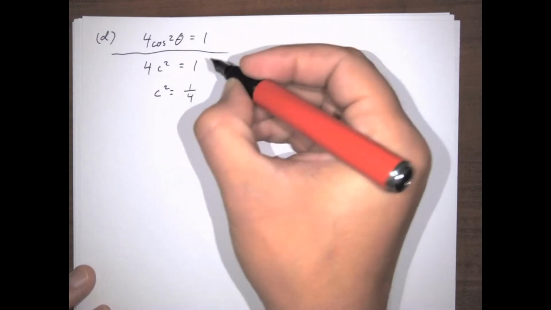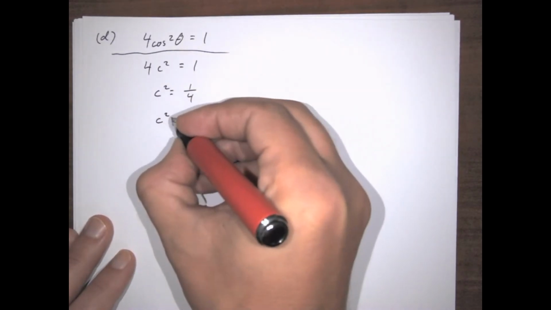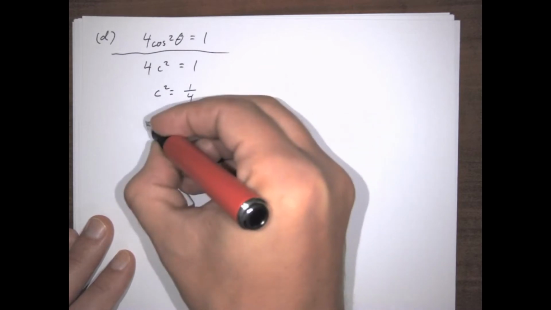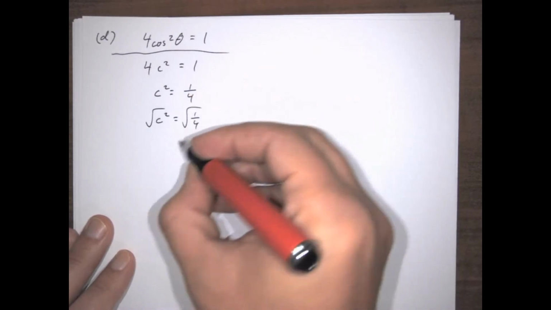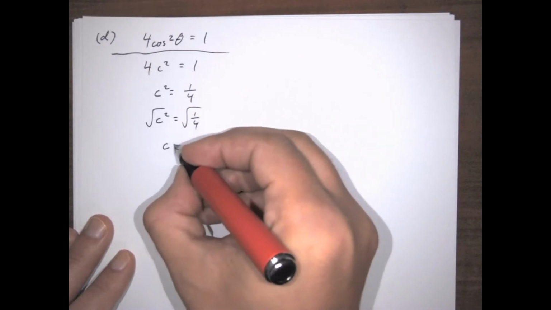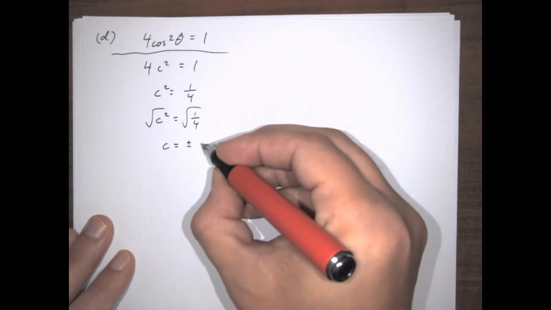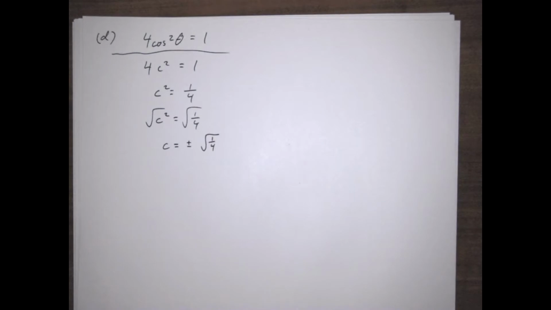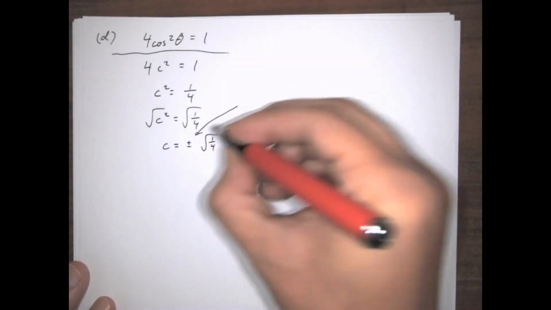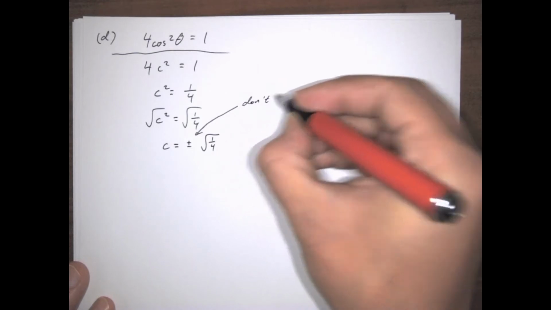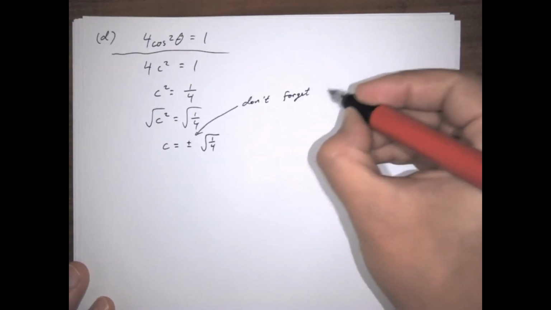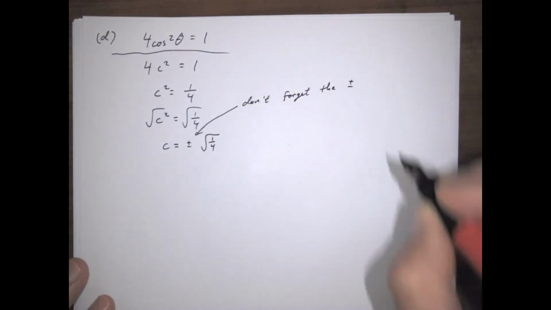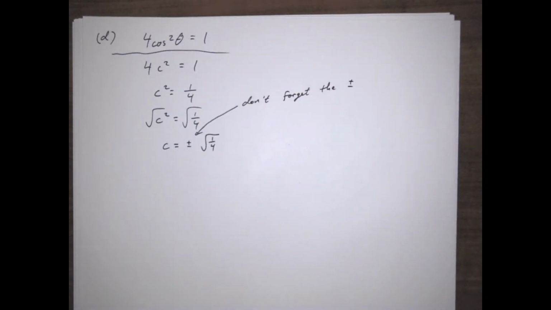So that's 1 divided by 4. Then we take the square root of both sides. And then don't forget the plus minus. So this is plus minus. So don't forget the plus minus. Whenever you're solving these types of equations, you are trying to undo a square, and it might have been a positive or a negative before it got squared. So there has to be this.